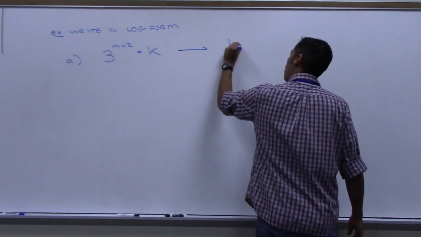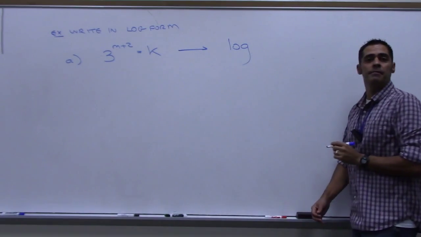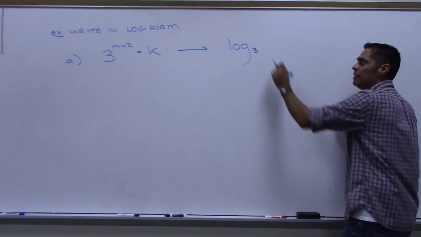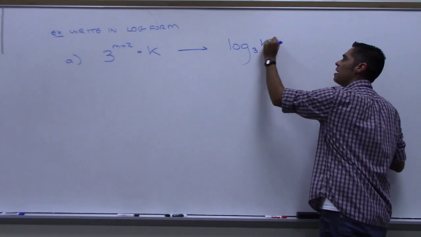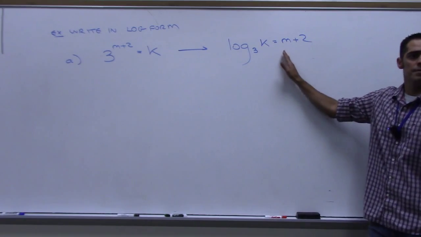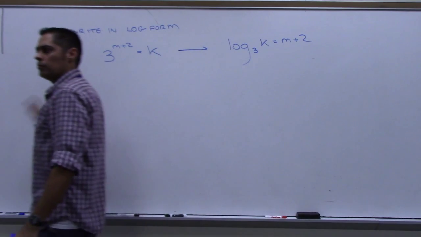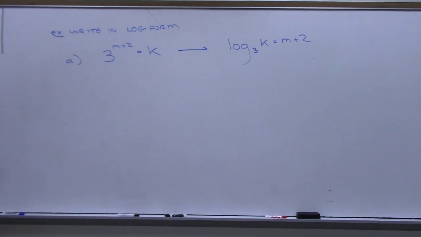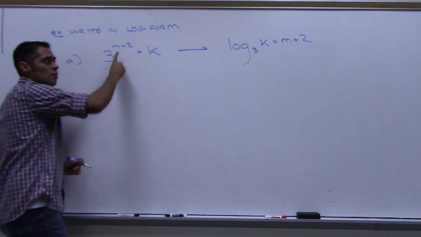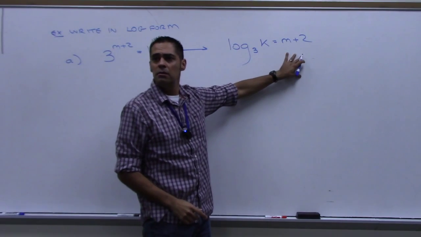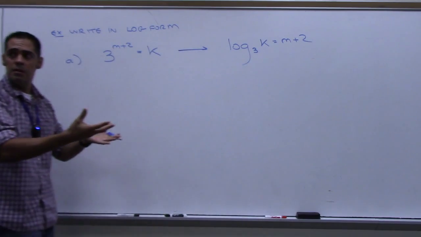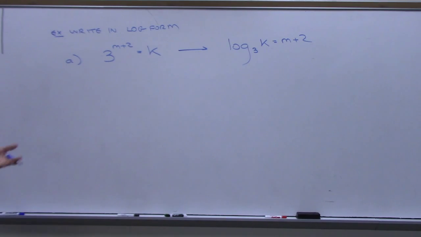We said that we'll have log, and what will the base always be? The same as the base over here. 3, and then what's going to go in the log? The k, and then the other side of the equation, m plus 2. This is log form. This is exponential form. All right? So check this out. If you were trying to solve for m here, and you couldn't figure out what m was, wouldn't you actually have m over here? Like there's m, and you could actually just subtract 2, and you could try and figure out what m is? Okay, as long as you knew what k was, right?